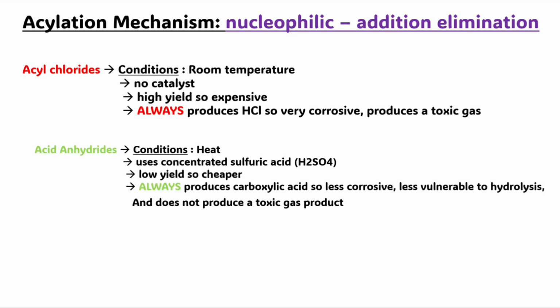And then you have our acid anhydrides. Their condition is that they use heat and concentrated sulfuric acid, but however they produce a low yield, so it's cheaper, and it always produces a carboxylic acid, so therefore it's less corrosive and less vulnerable to hydrolysis, and it does not produce a toxic gas product, unlike acyl chlorides. And those are the industrial advantages you need to know about acid anhydrides, which is what they would ask you in the exam.